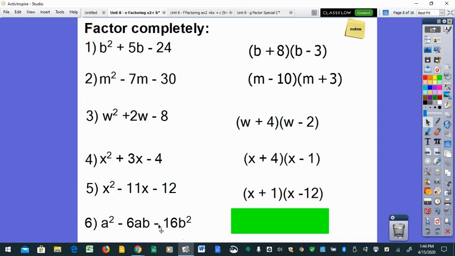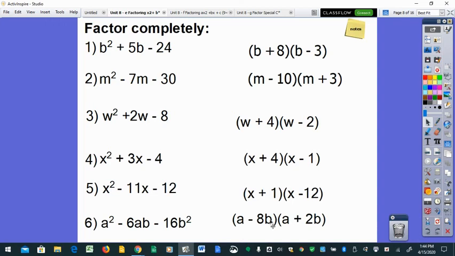So now you look at this one, you're freaking out because there's all these variables. Well, you know, a is going to go at the front of the binomial and b is going to go at the back. And now you just kind of look at the numbers. So we're looking at a negative. So we know that one of them has to be plus and one has to be minus. And the minus has got to hold the bigger number to get this b to be minus. So we need a pair of numbers that are going to add to negative 6 and multiply to negative 16.